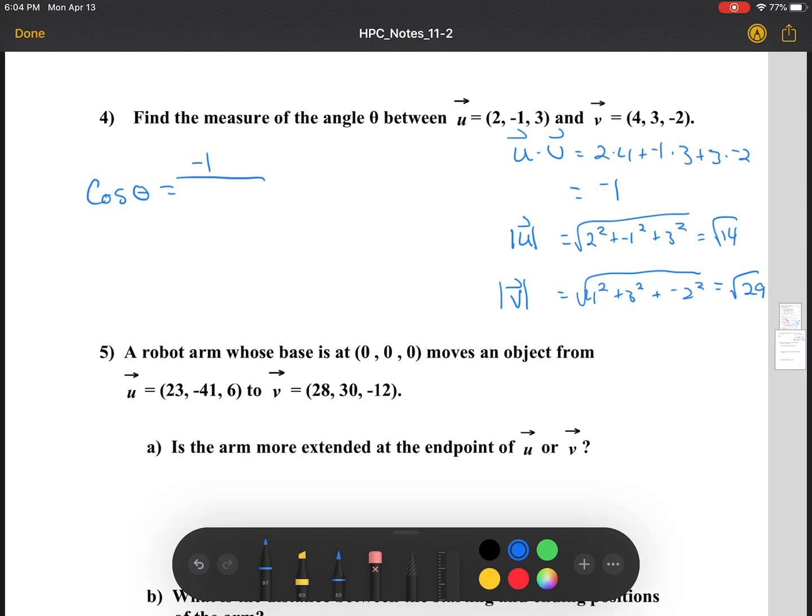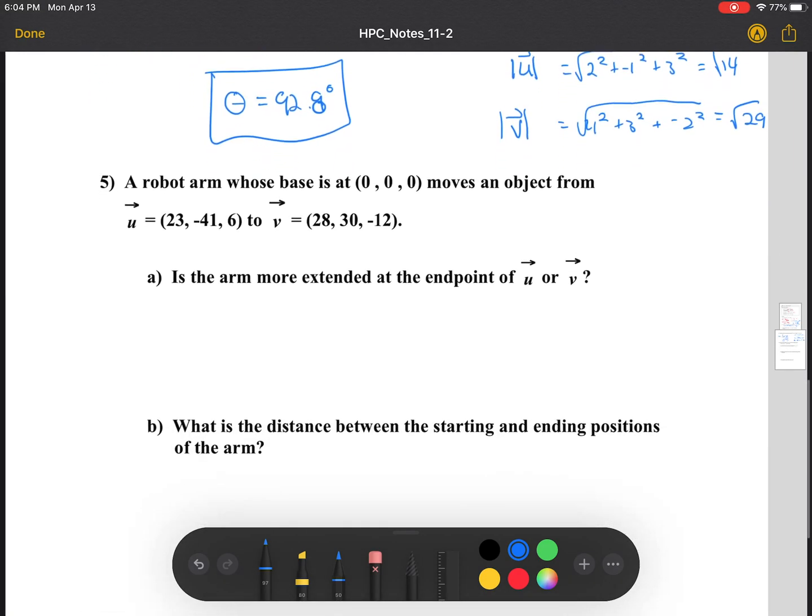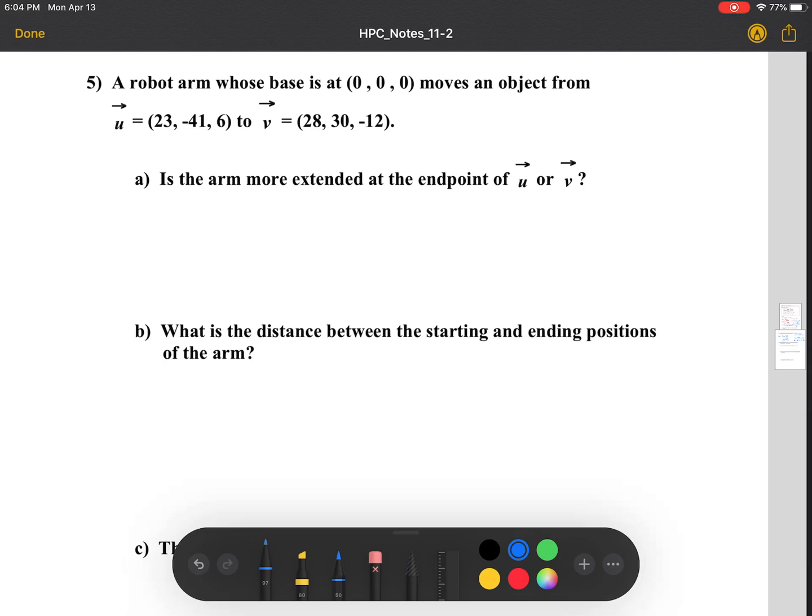All right, so we plug it all into our equation. We got negative 1 for our dot product, and we're multiplying the square root of 14 times the square root of 29 on the bottom. That just gives you negative 1 over 20.15. I just put that in the calculator. So when you do the inverse cosine, theta should equal 92.8 degrees. Okay, remember finding the magnitude, doing the dot product, plugging it into your angle between two vectors formula.